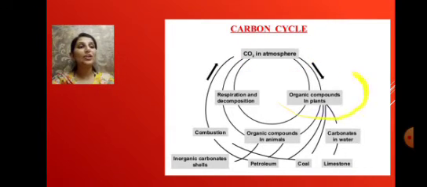And these organic compounds, which are present in plants and animals, are utilized for the formation of carbonates in water, which are utilized for the formation of limestone, coal, petroleum, and inorganic carbonate shells. And also the petroleum's combustion releases carbon dioxide into the atmosphere. So this is about the carbon cycle.